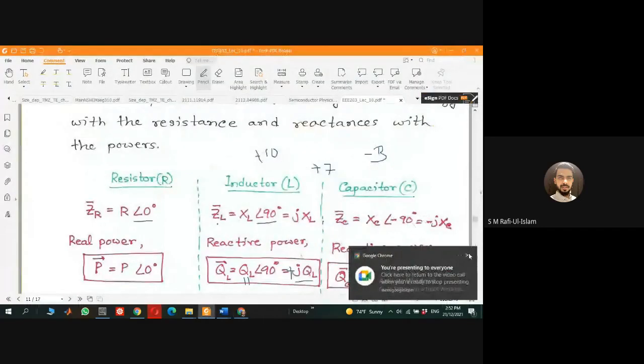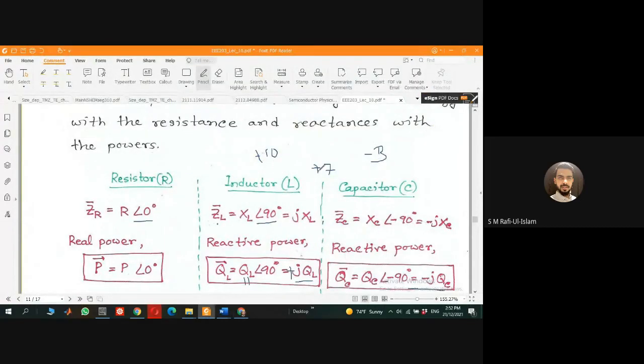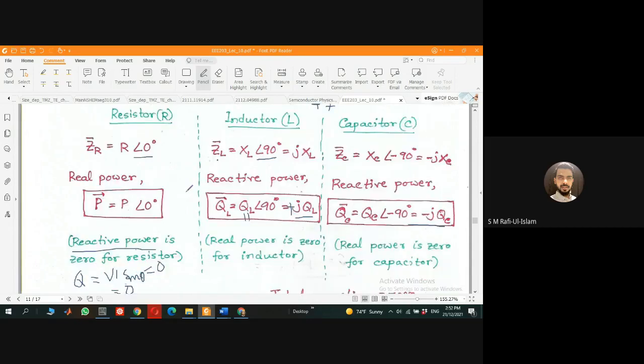So if I have plus 10 and negative 3, the total algebraic summation should be plus 7. So the whole circuit will behave as an inductive circuit. Similarly, if I have plus 5 and, let's say, negative 27, what would be the total? The total would be negative 22, right? So the whole circuit will behave as a capacitive circuit. So these are also important.